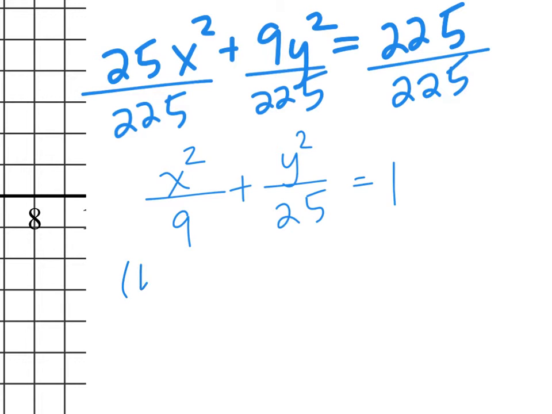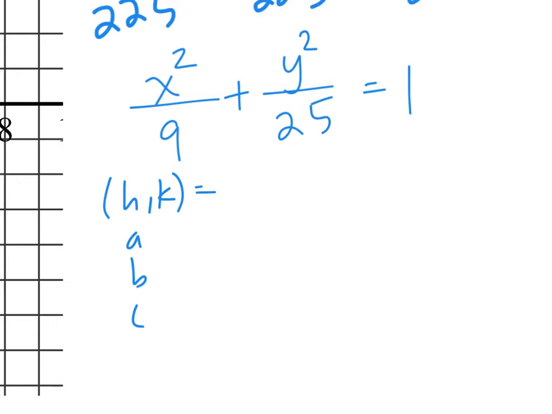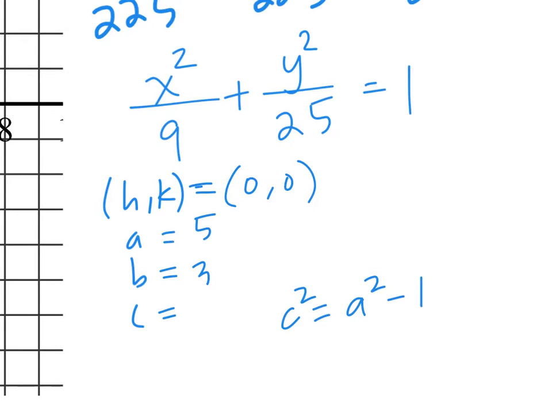Okay, before you graph anything, HKABC. They want you to figure out the foci. All right, HKABC. What is HK for this one? 0, 0. This is the easy one. How long is A? 5. Just take the bigger number and square root it. How long is B? 3. Okay, C. All right, C squared is A squared minus B squared.